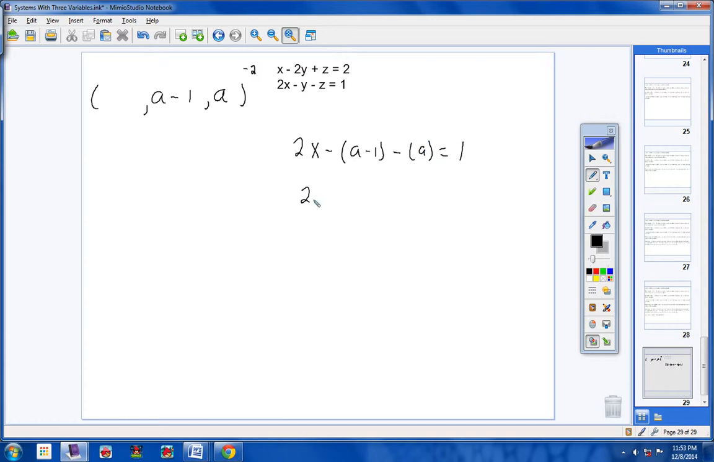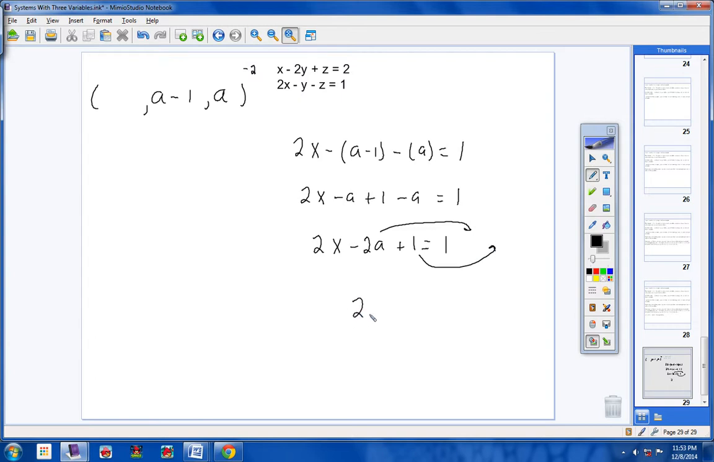Let's do some simplifying. Take your negative sign, multiply through. Negative times a is negative a. Negative times negative 1 is positive 1. Negative times a is negative a equals 1. Okay? Now, combine your like terms. You have 2x minus 2a plus 1 equals 1. Okay? Now get x by itself. So bring this term over and bring this term over.